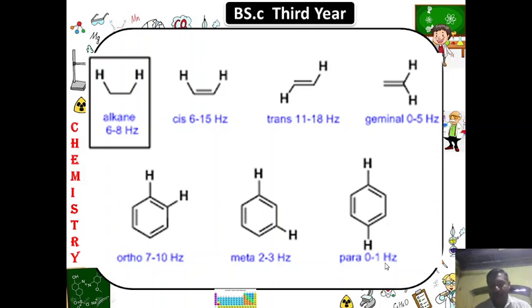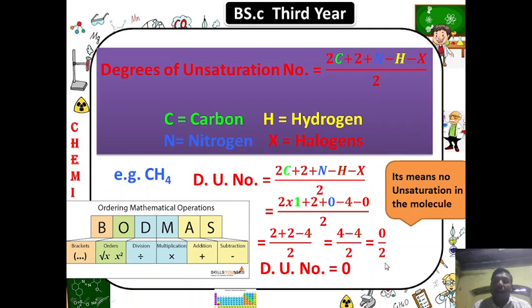0 to 1 hertz. Then we calculate the degree of unsaturation, and this is the formula to calculate the unsaturation number: 2C plus 2, that is 2 times carbon plus 2, plus nitrogen, minus hydrogen, minus halide, where X is the halide, all divided by 2.